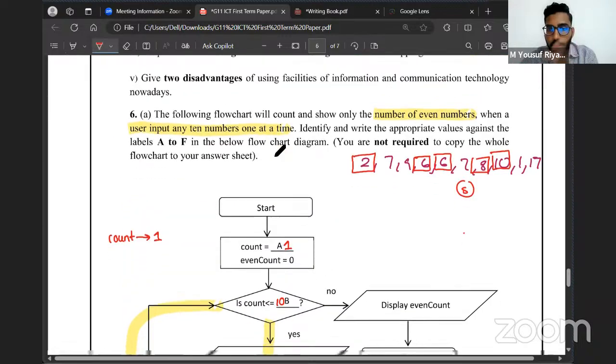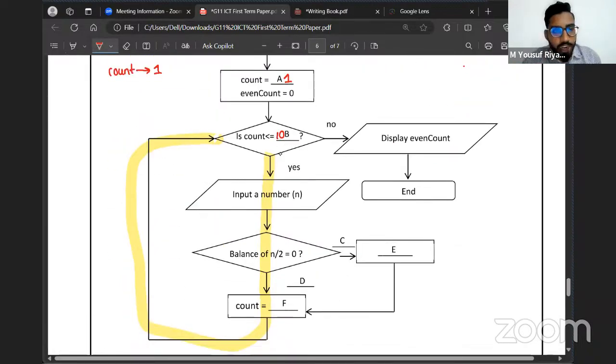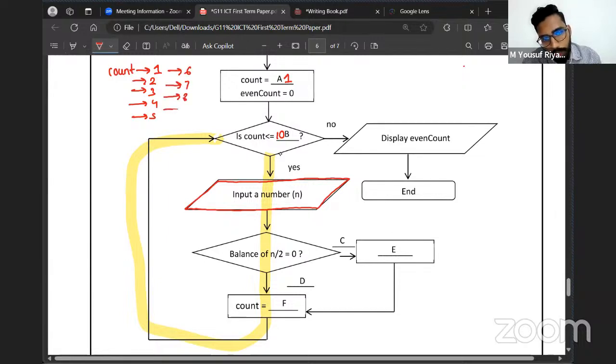Now if you notice here, we are getting the number from this instruction, input number. Basically, whatever is there inside here, I want it to repeat 10 times. So I have mentioned count equals 1. When the value of count is 1, I'm going to repeat. Count is 2, I'm going to repeat. When count is 3, 4, 5, 6, 7, 8, 9, and when count is 10, I'm going to repeat.